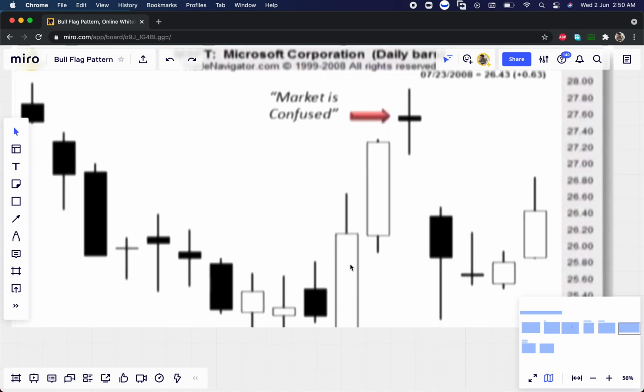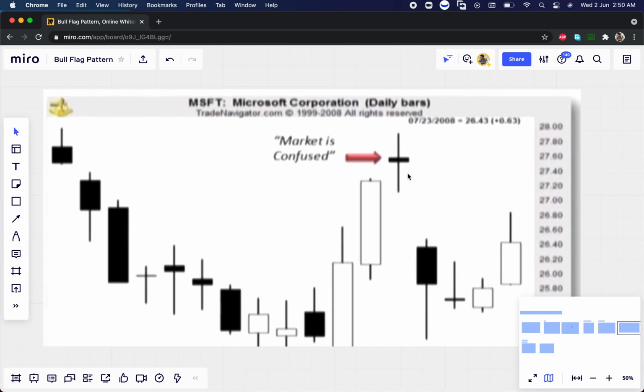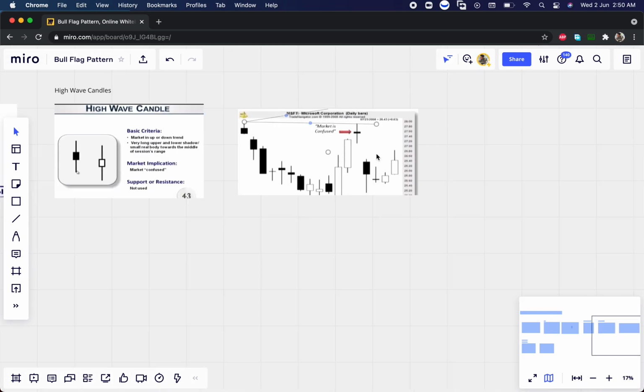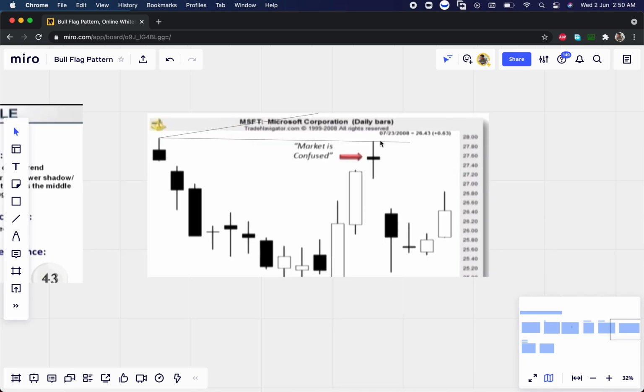Okay, if you can see here, now this is almost a doji. Here if you can see the doji is acting as the resistance line at the previous resistance high. So we can use this as it is.